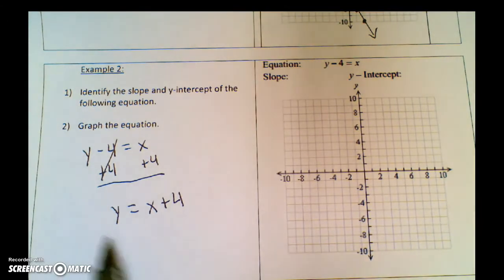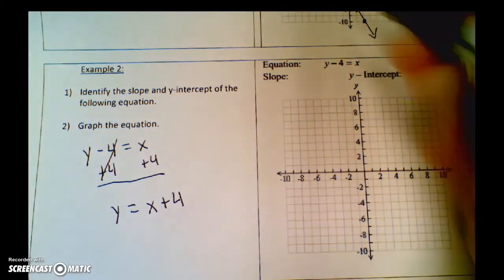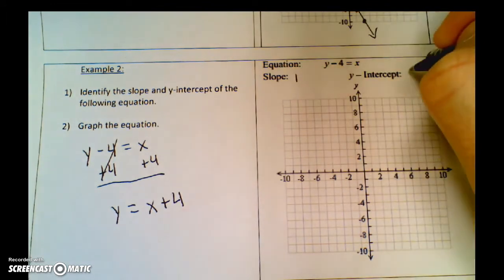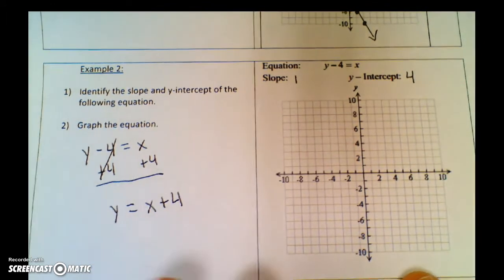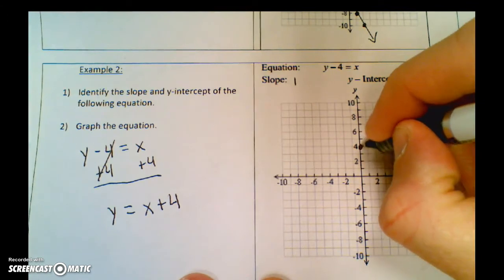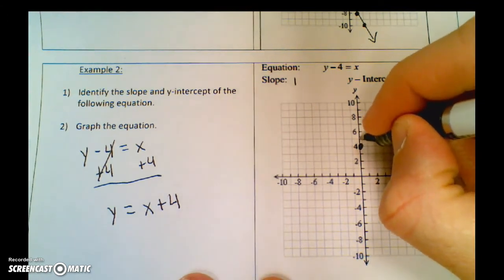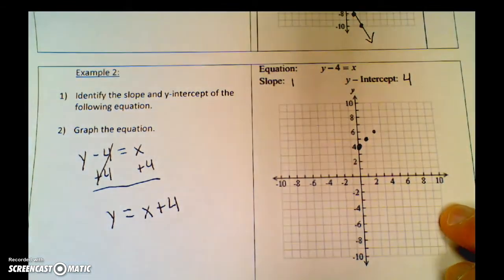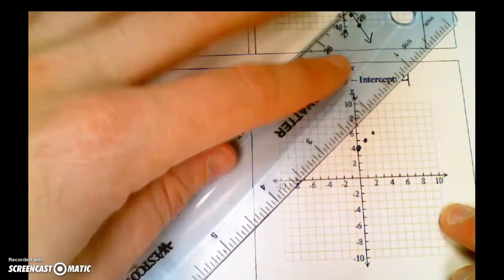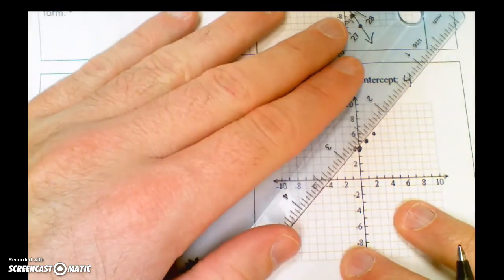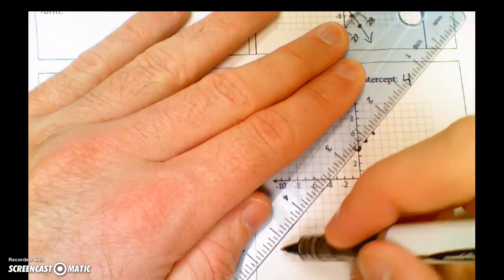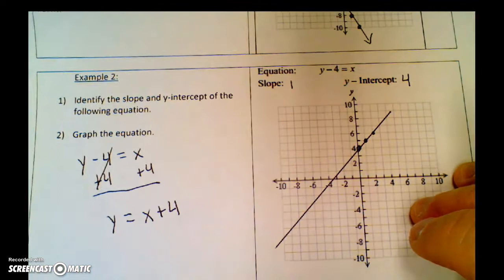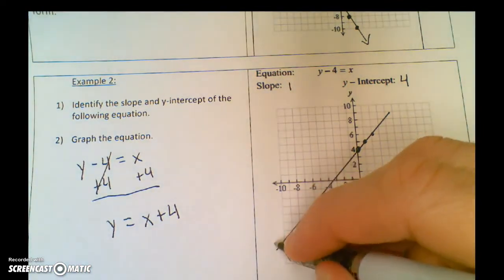And now this is a form that we're used to. The slope here is 1 and the y-intercept is 4. So I can graph my y-intercept at 4 and go up 1 over 1. Up 1 over 1. And there's my line. Again, to check that you're doing this right, you should see a positive slope, which I do get, with the graph that I created.